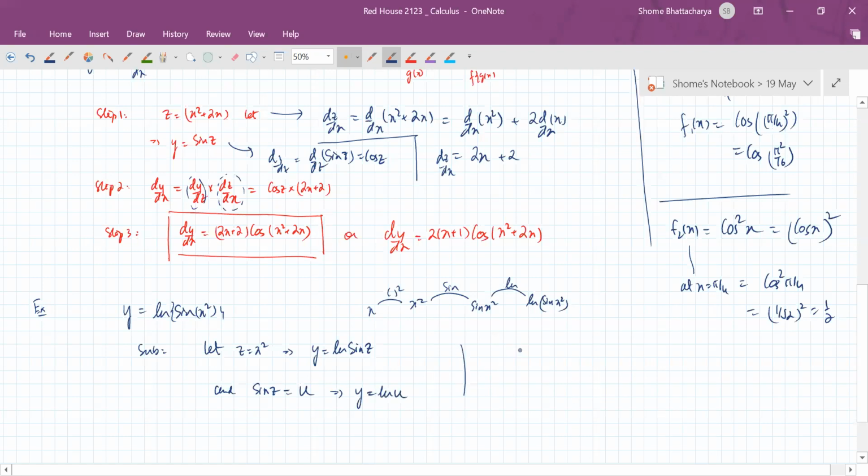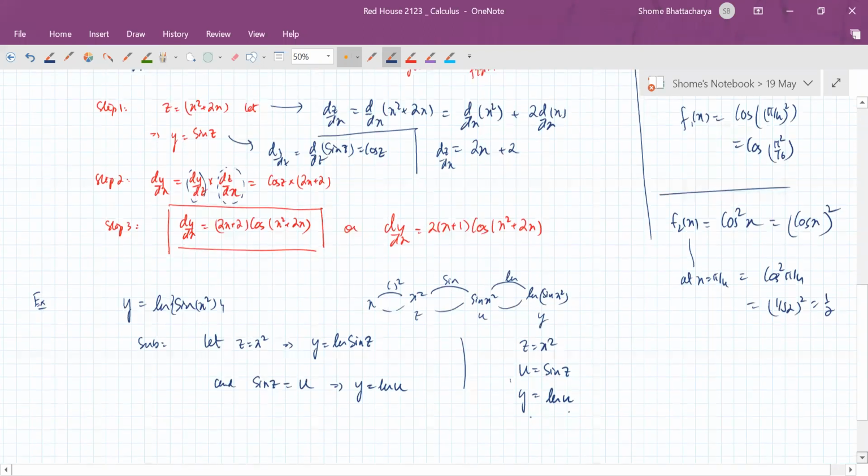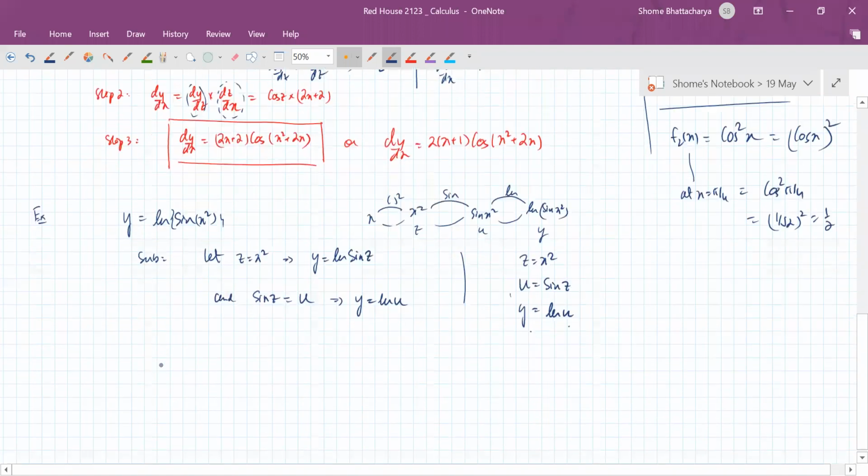So you can see that z is x square, and u is equal to sine z, and y is finally ln u. So y is related to u, u itself is related to z, and z is related to x square. So this is our z, this is our u, and finally this is our y, the above example. So now the chain rule step will just involve one more in between variable.